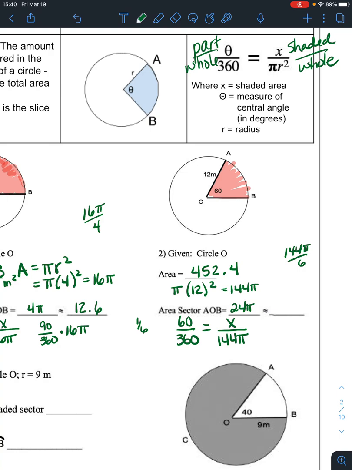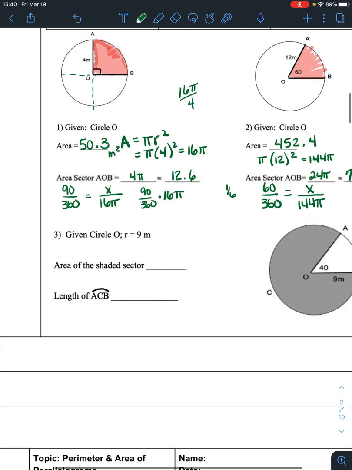Or you can do 60 divided by 360 times 144 pi, and you get 452.4. If you divide by 6, you get 75.4. So it's the same idea. Most of our answers are going to be rounded, but I just want you to see what having an answer in terms of pi looks like in case you ever see it somewhere else.